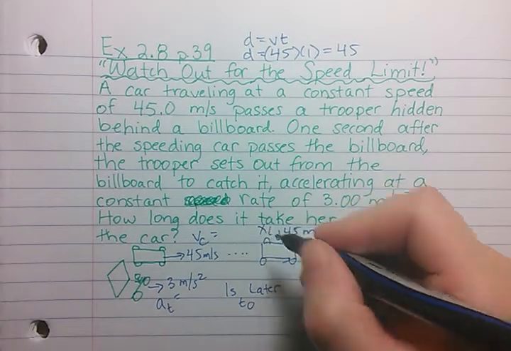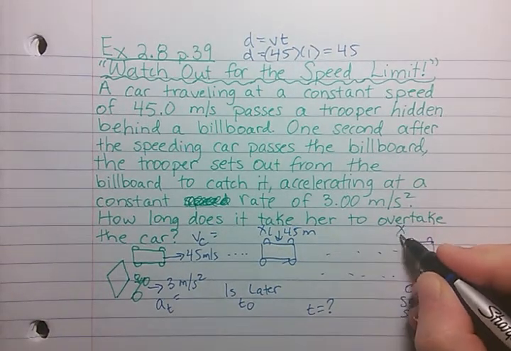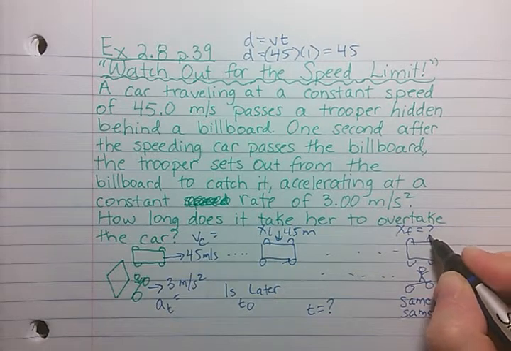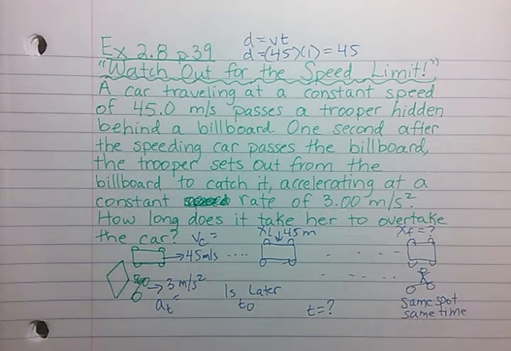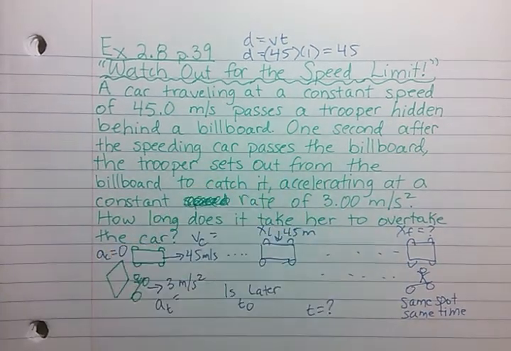So let's call that xi. However, we don't know the xf of the car, or that's the equation we're trying to set up. And we know the acceleration of the car is 0. So we have some more knowns and unknowns, so we can figure out which equation we need to use. And it looks like we should be using that second kinematic.